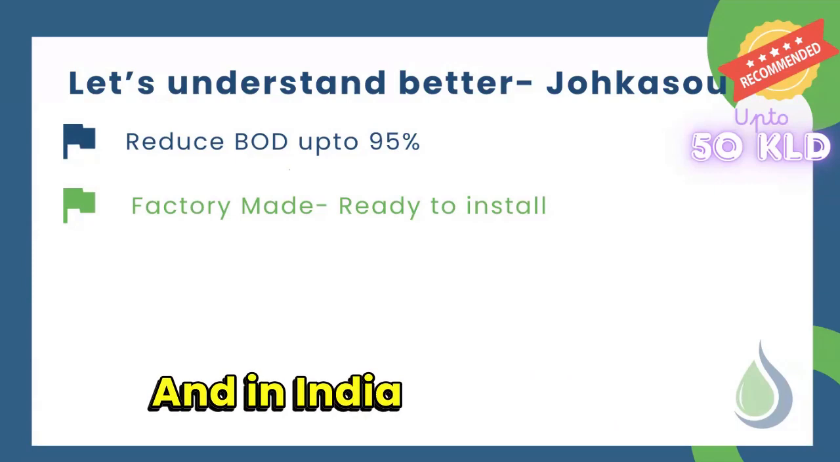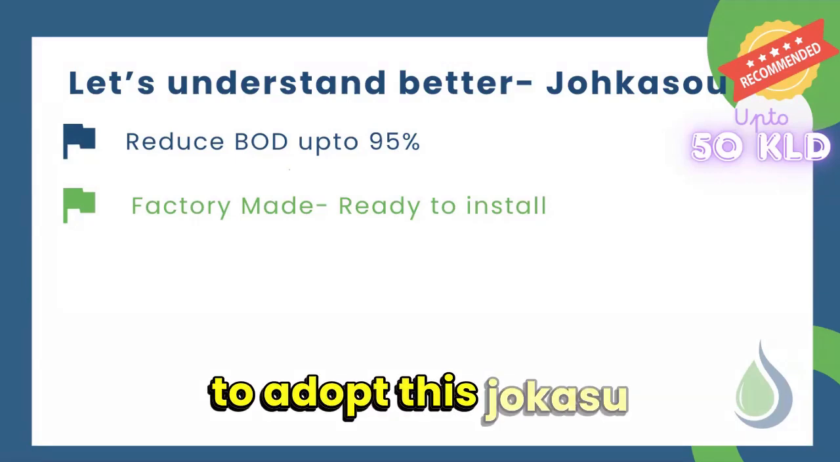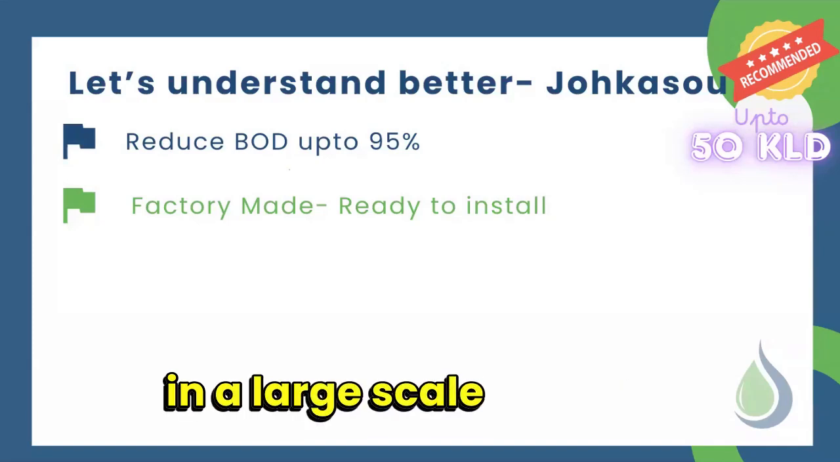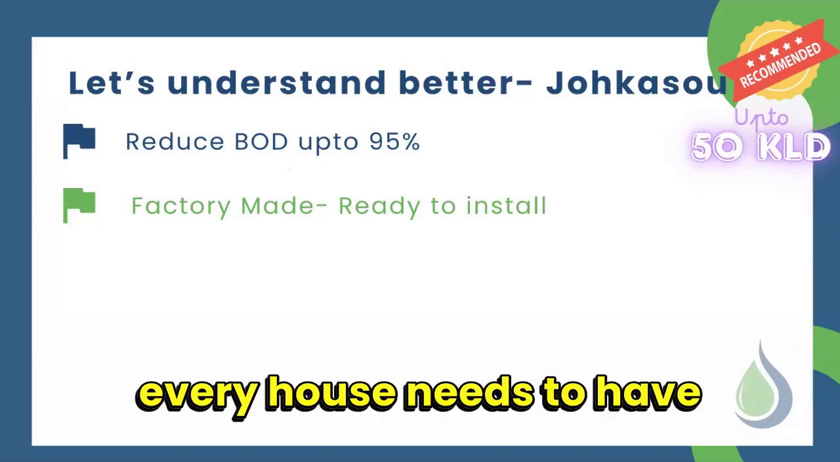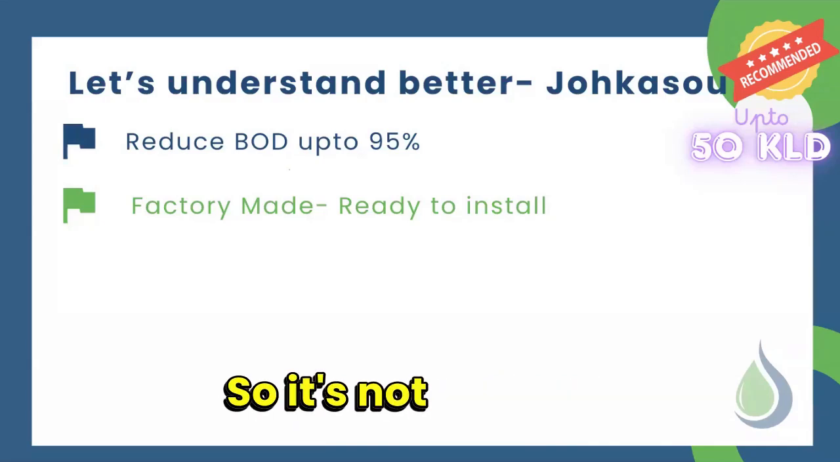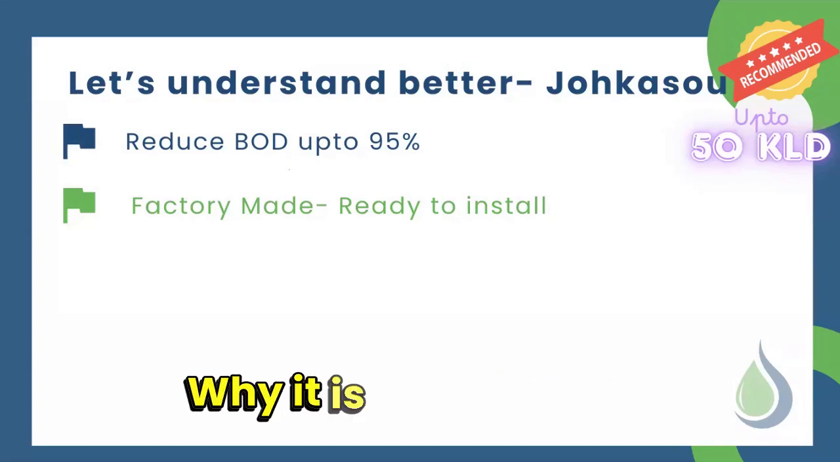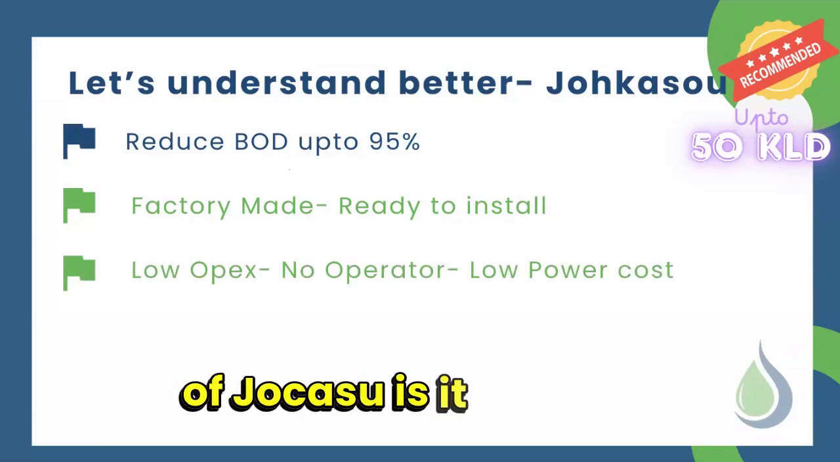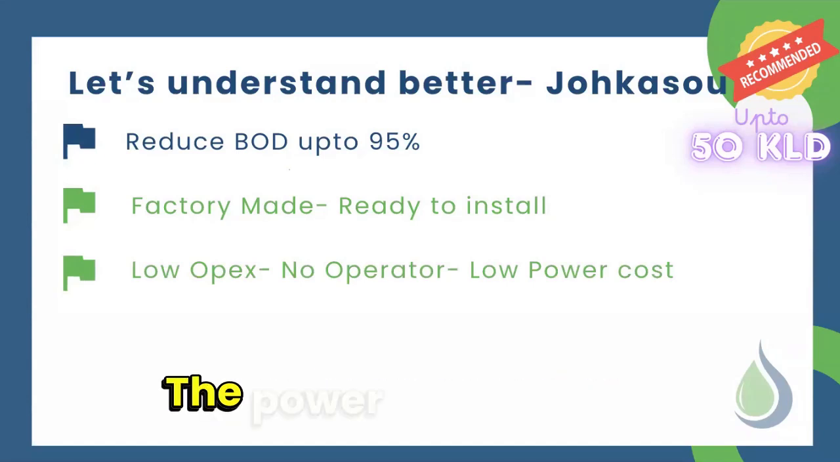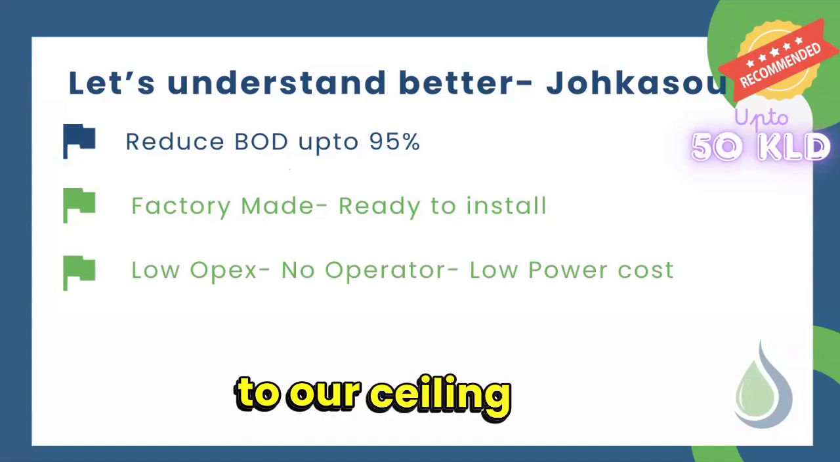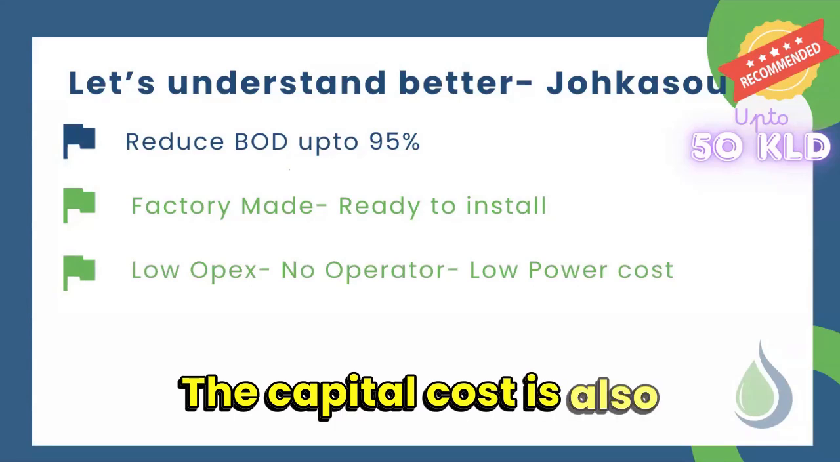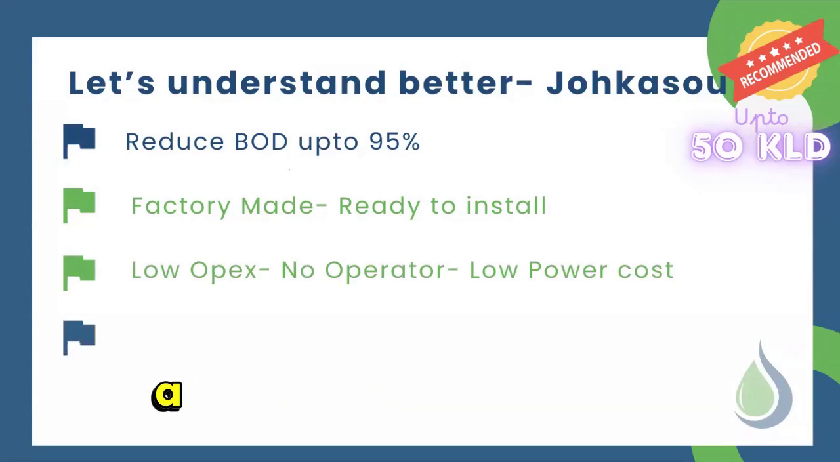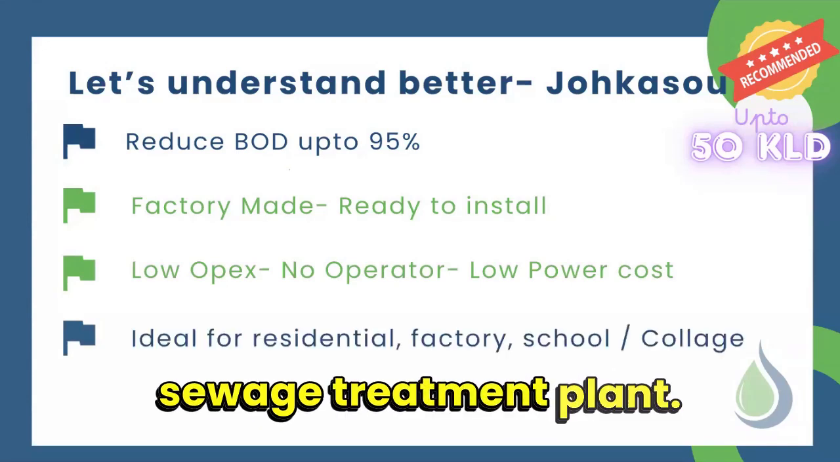And in India, we are trying to adopt this Jokasu on a large scale because every house needs to have a treatment plant. It's not possible for every house to connect to municipal drains. Why is it not possible? Again, maybe in one of the other sessions we'll get into that. One major advantage of Jokasu is it does not require an operator. The power consumption is similar to our ceiling fan. The capital cost is also not much compared to a large capacity municipal sewage treatment plant.